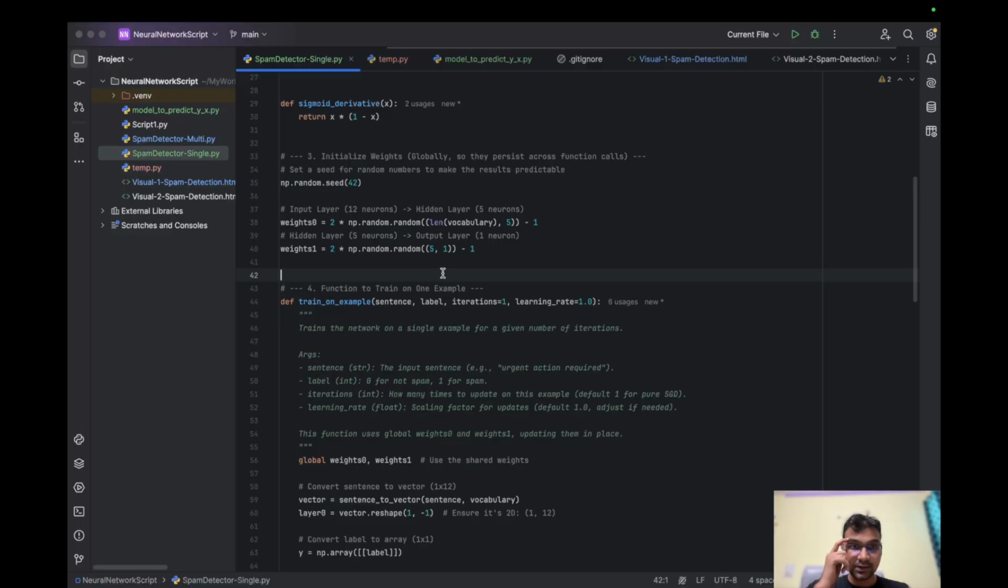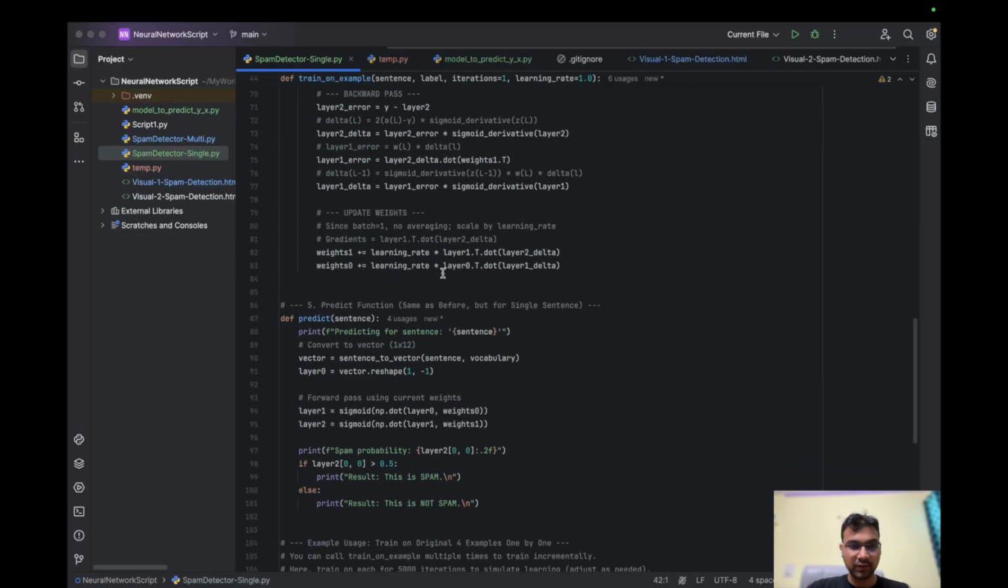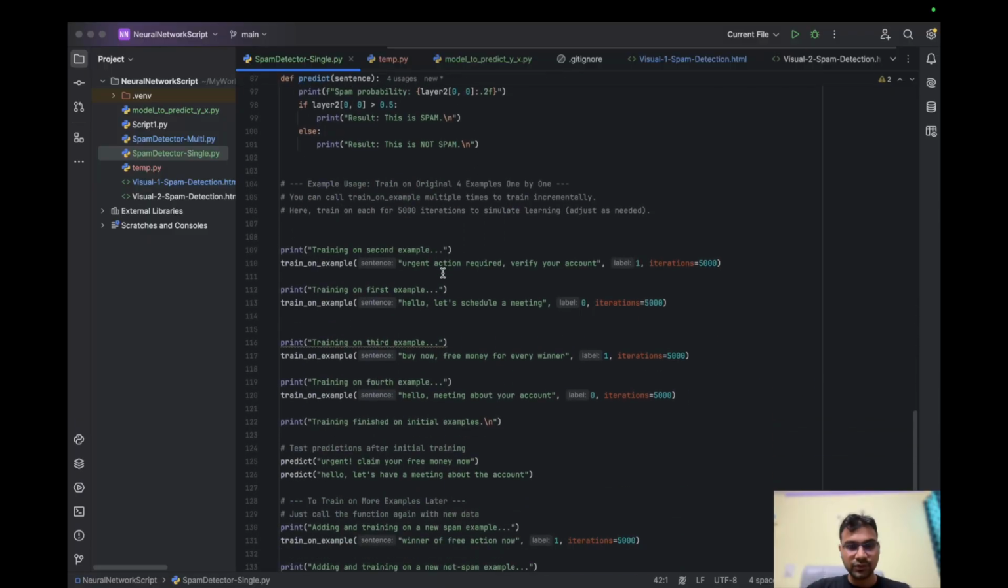So this is a simple example. What we are doing here is we will have a bunch of sentences which we are training the model on to identify if the sentence is spam or not. Initially we will tell the neural network if that particular sentence is spam or not. After we have done sufficient training, if a new sentence comes, based on that training the model will be able to predict if that sentence is probably spam or not.